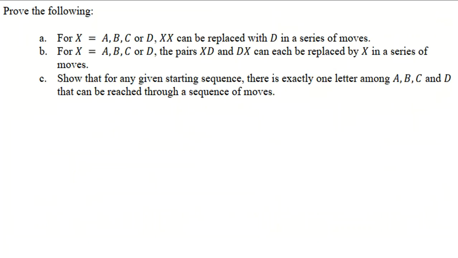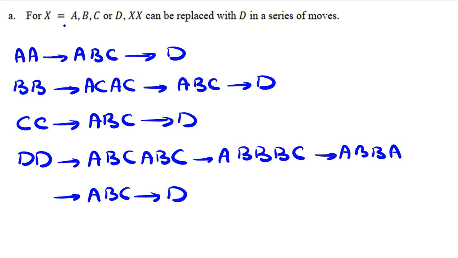Now, in the third move, prove the following. Part A: for X equals A, B, C, or D, XX can be replaced with D in a series of moves. So let's first consider part A. When it says XX, X can be A, B, C, or D, so we have 4 cases: AA, BB, CC, DD, and with D in a series of moves.